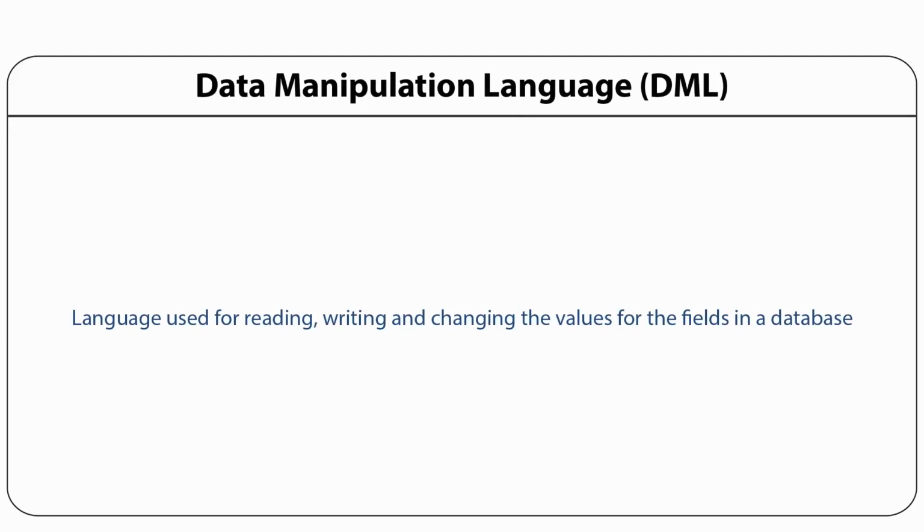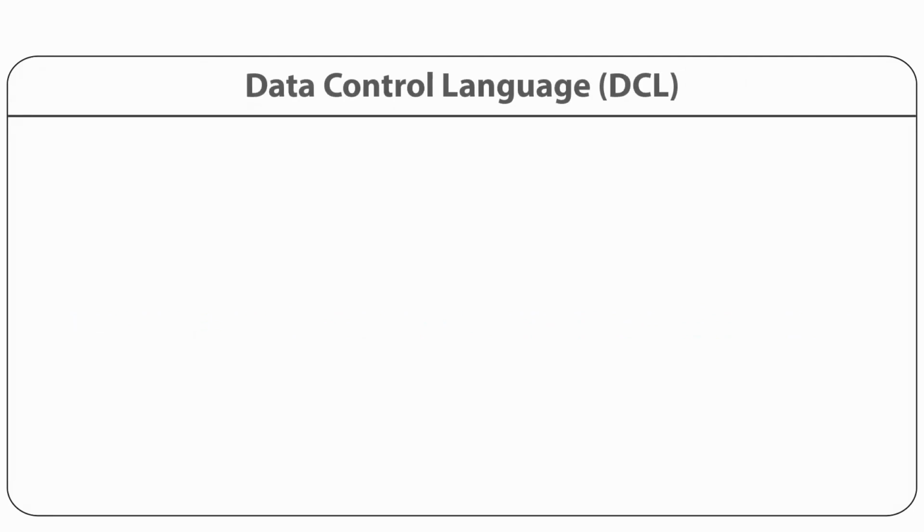Data manipulation language. Data manipulation language is basically used for reading, writing and changing the values of the fields in the database. Basically, any kind of insertion, deletion in the database is done through data manipulation language.